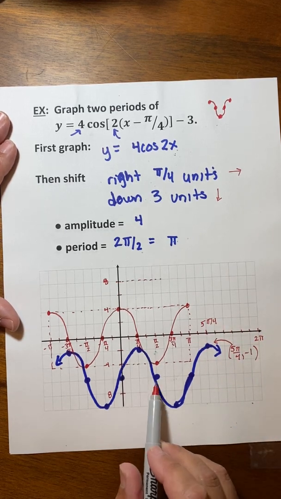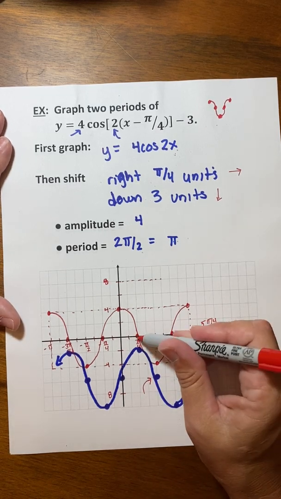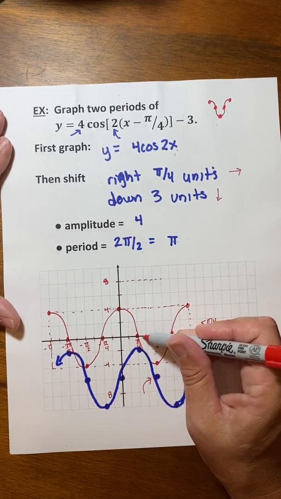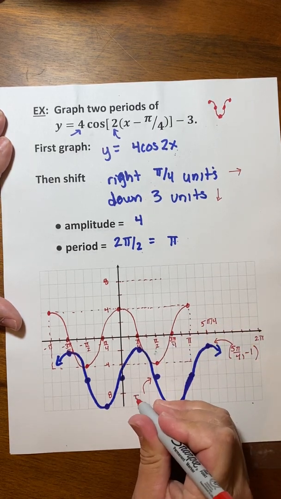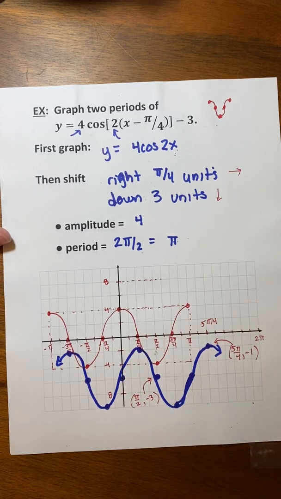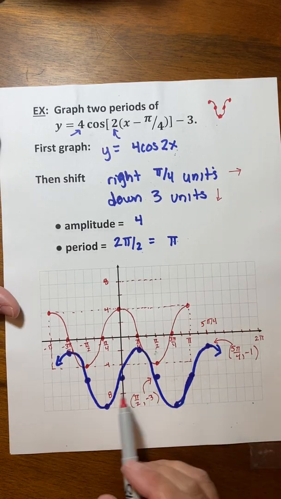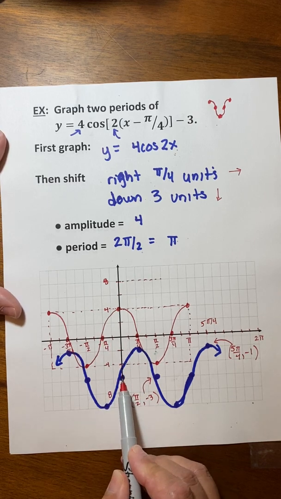Right. How about this guy right here? Let's see if we can identify that one. Let's be a little challenging. That came from here. So we were at pi over 4. We moved over to pi over 2 and then down to -3. So it's pi over 2, -3. All right. My intercept, well, that point went over and then down, so it's going to be 0, -3.